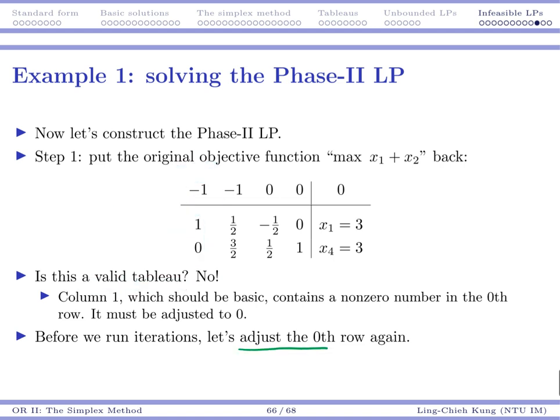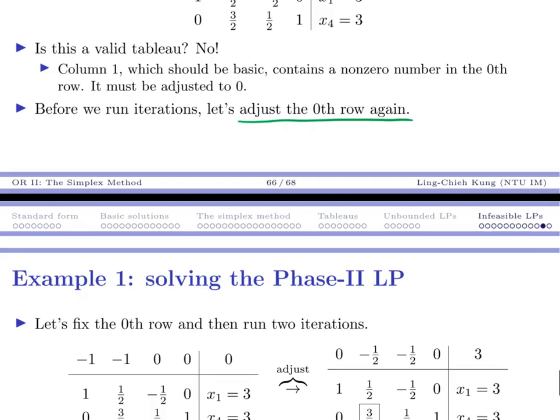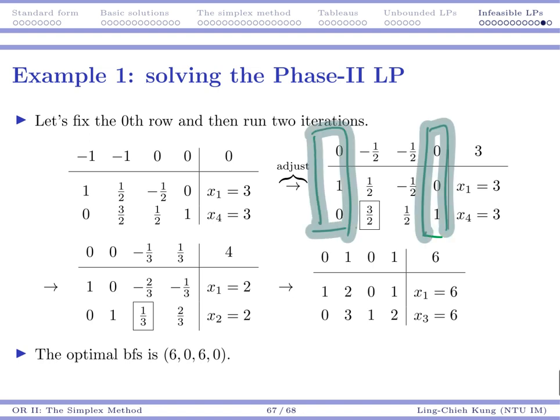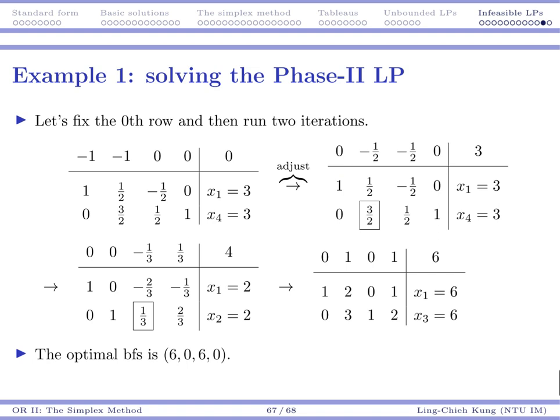So let's adjust the zeros row again. And here we are in the phase 2 LP. We need to first do adjustments to make this number 0 so that now we have a valid tableau where the basic columns have identity at the constraint side, having zeros at the objective side. So now all we need to do is the remaining very typical simplex method.